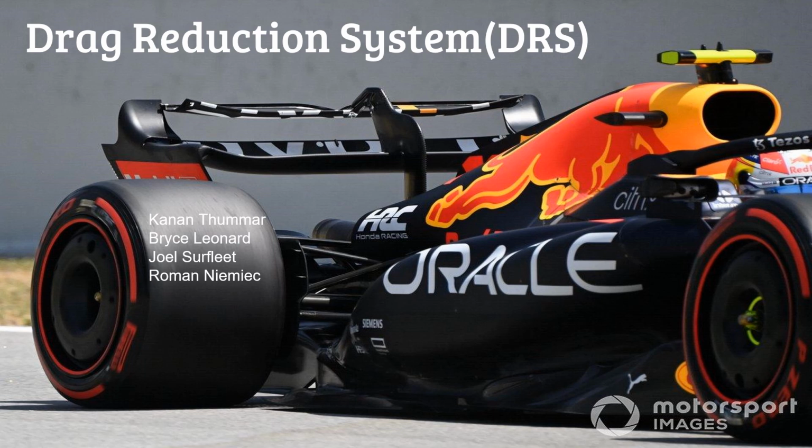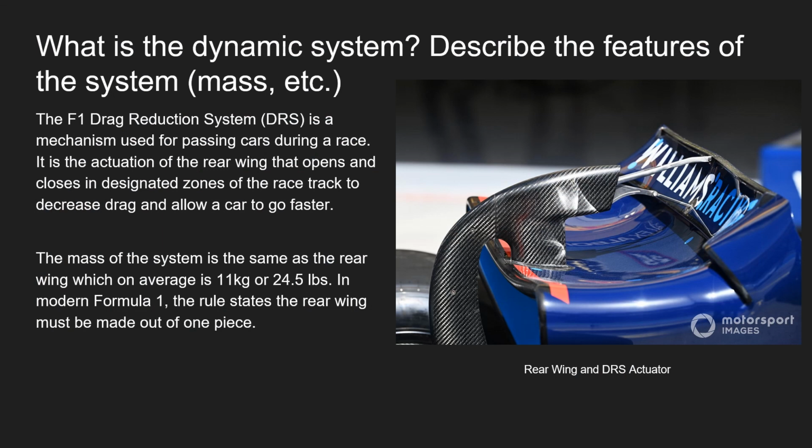The drag reduction system, otherwise known as DRS. What is the dynamic system? Describe the features of the system. The F1 drag reduction system, or DRS, is a mechanism used for passing cars during a race.